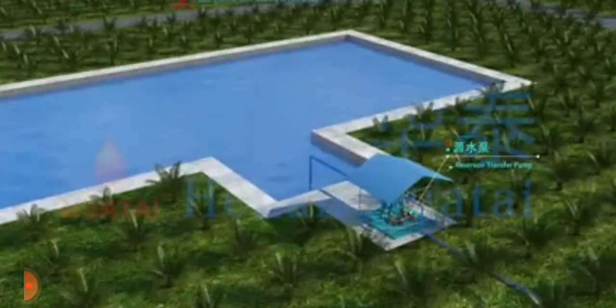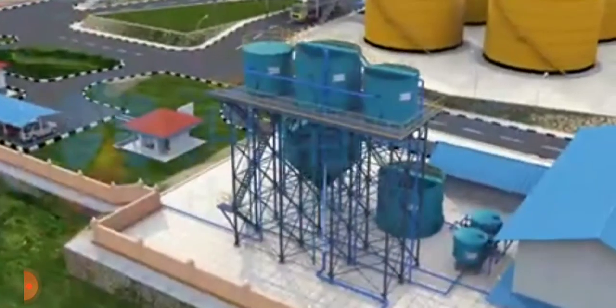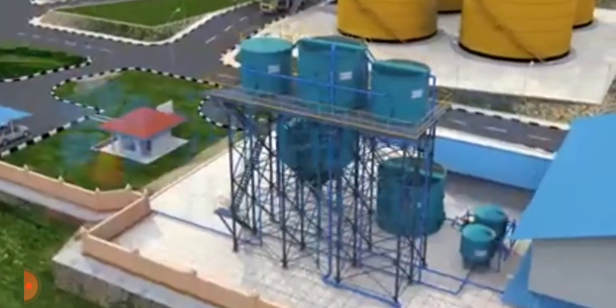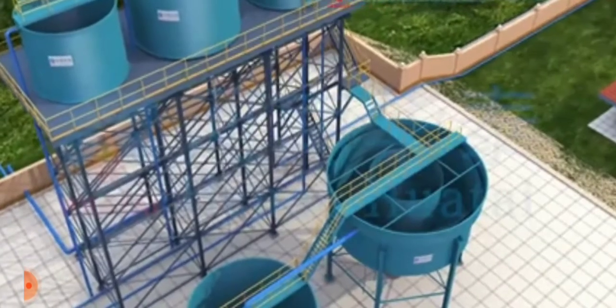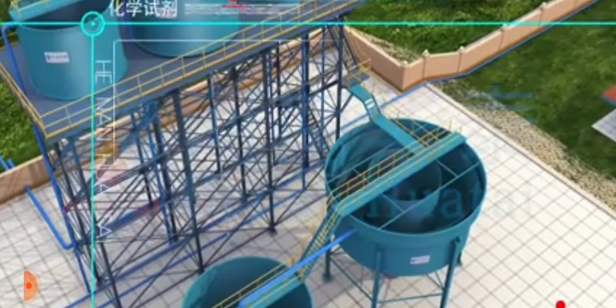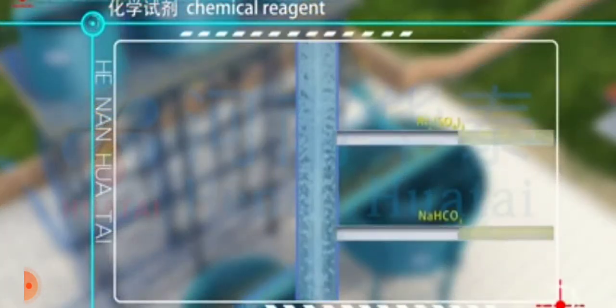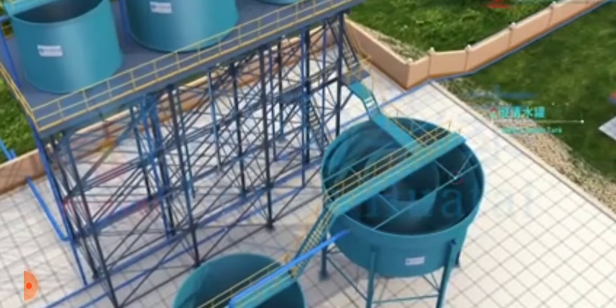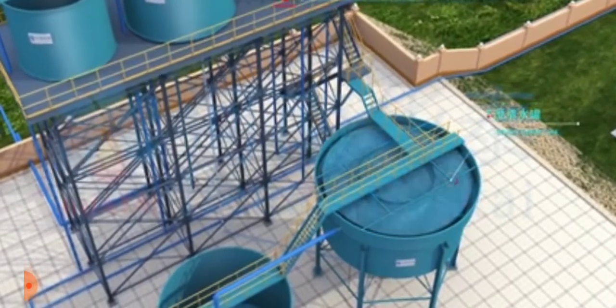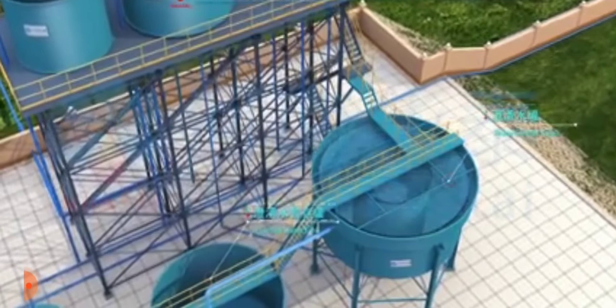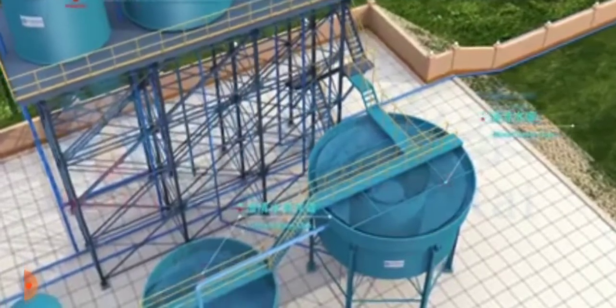Water in the reservoir is conveyed to the elevated water tank by the reservoir transfer pump. In the pipeline, add chemical reagent from the chemical tank to adjust the pH value of the water. Water flows into the water clarifier tank bottom. After overflow and clarification separation, sand and impurities are separated out and the water enters the clarified water tank.